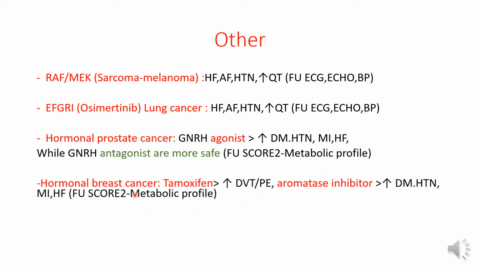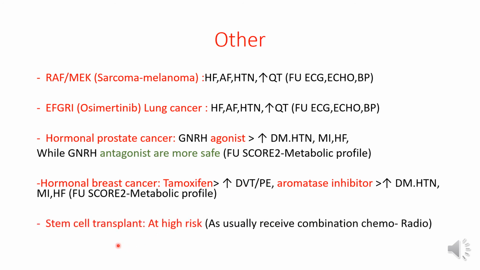Similarly, with hormonal therapy for breast cancer, we have the aromatase inhibitor family with the same side effects as hormonal therapy for prostate cancer, increasing the incidence of diabetes, hypertension, dyslipidemia, and hence coronary artery disease and heart failure. Surveillance with score and metabolic profile is important, and treatment with estrogen modulating therapy like tamoxifen increases the incidence of venous thromboembolism like DVT and pulmonary embolism. So it should be avoided in a patient with a high risk for venous thromboembolism at baseline.